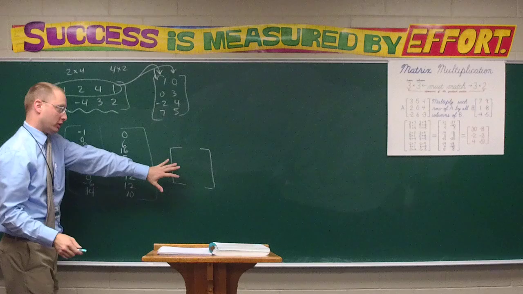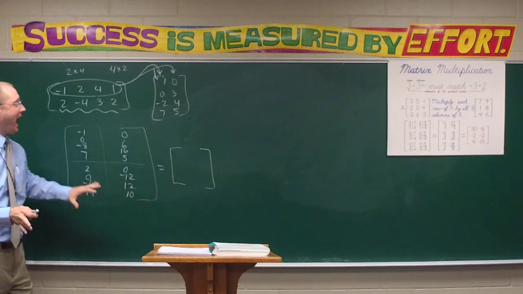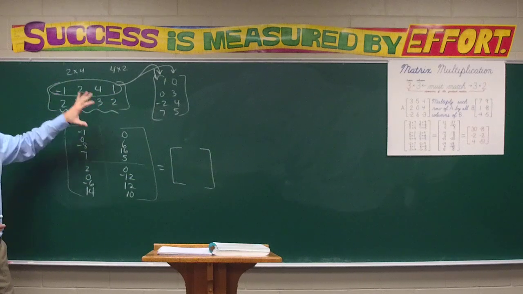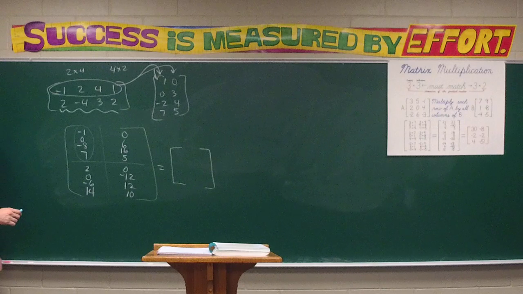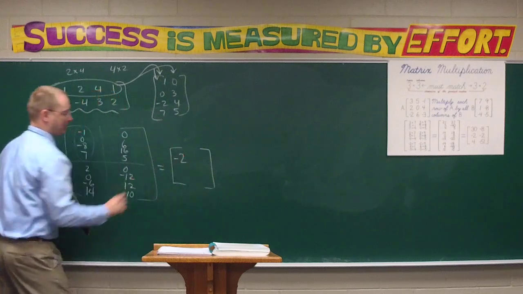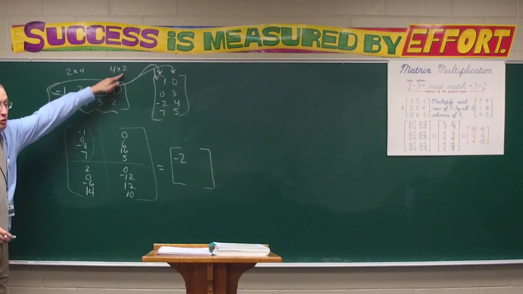Now we get to add the numbers together. And here's where I'm going to go smaller. And here's where a calculator can really come in handy. I don't think for most of the multiplications you're going to want it. Here's where you might want the calculator. You're going to add negative 1, 0, negative 8, and 7 all together, class, to get negative 2. That's my first element in my 2 by 2 matrix.